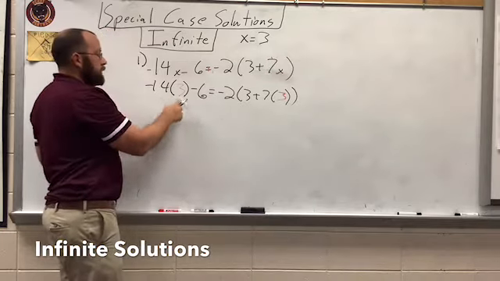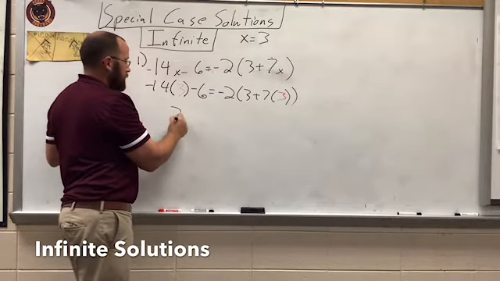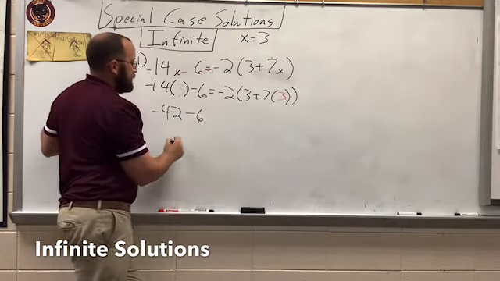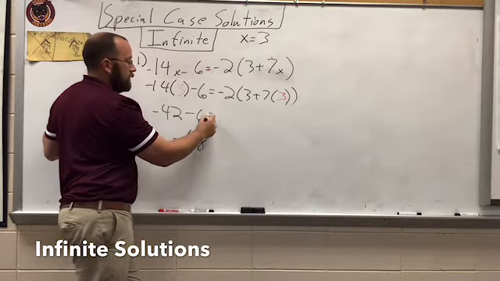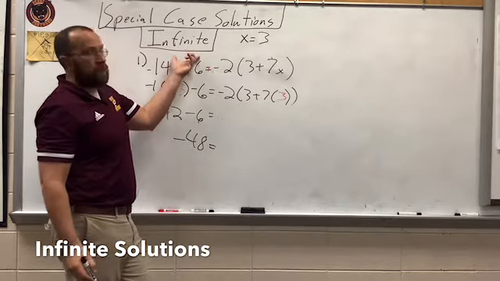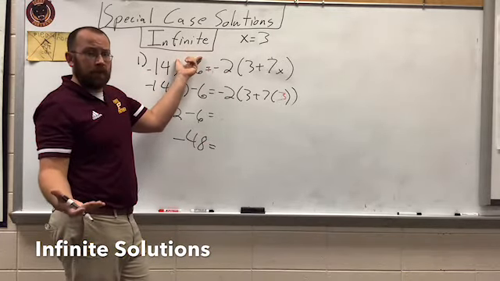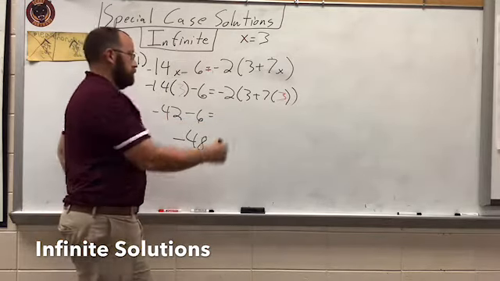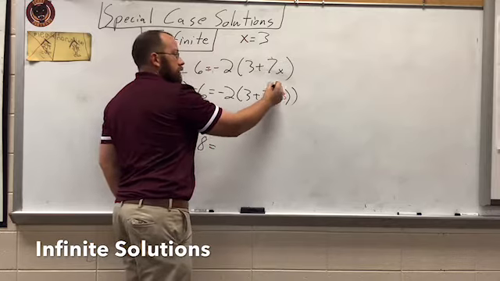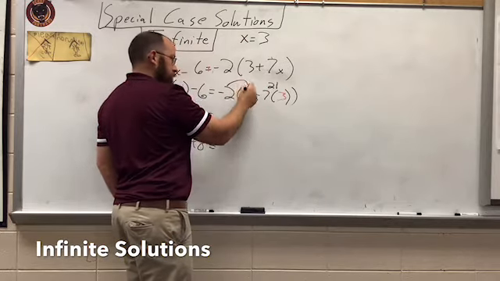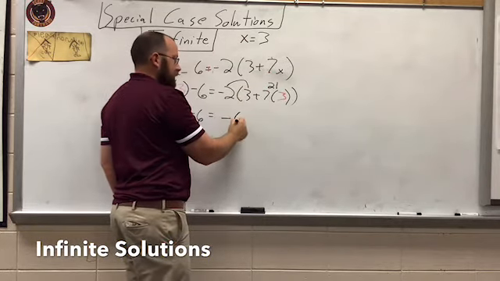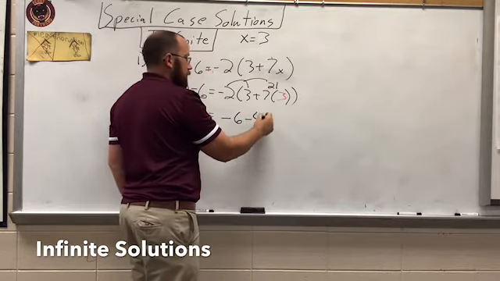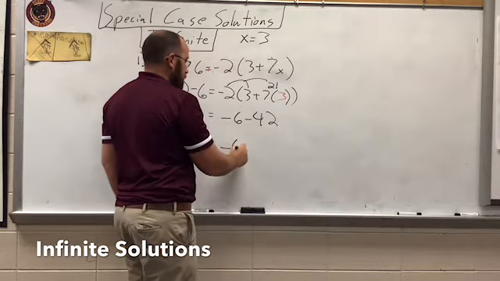So negative 14 times 3 is negative 42. Minus 6 is negative 48. All right? So now, because it's an infinite solution, and I already proved that with the very first thing I did, on this side I should get negative 48. So 7 times 3 is 21. Negative 2 times 3 is negative 6. Negative 2 times 21 is negative 42. Combine them, you get negative 48.